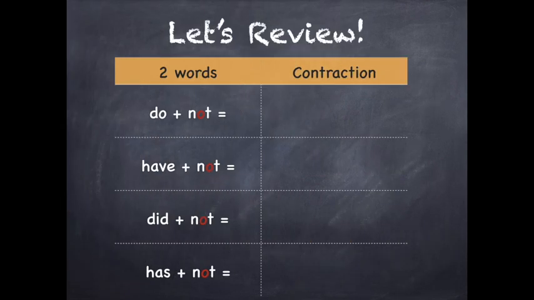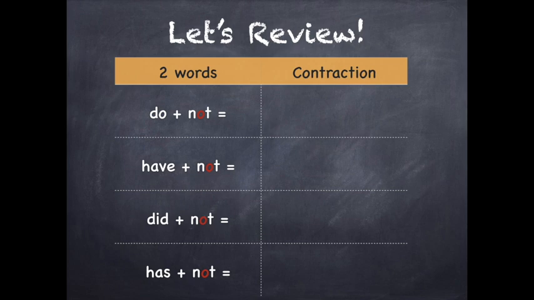So let's review. I'll bet you guys are becoming pros on contractions, right? I'm going to give you these two words in the column to the left, and I want you to think, what is the contraction that those two words make? See if you can spell it correctly too. What would do plus not make? Remember, we dropped that O and we put in, exactly, the apostrophe. What would have plus not make?